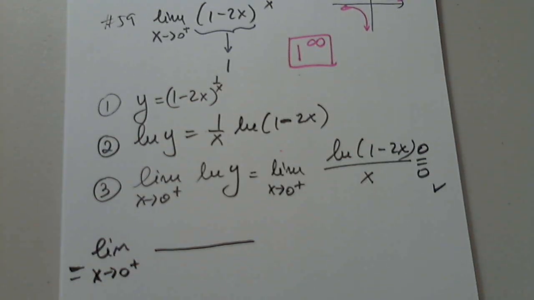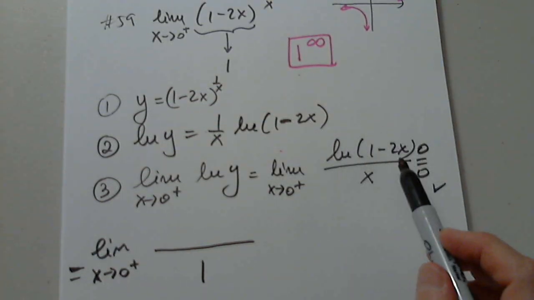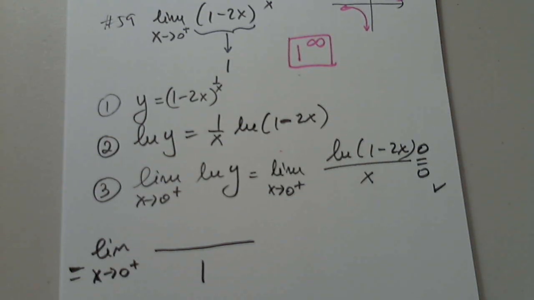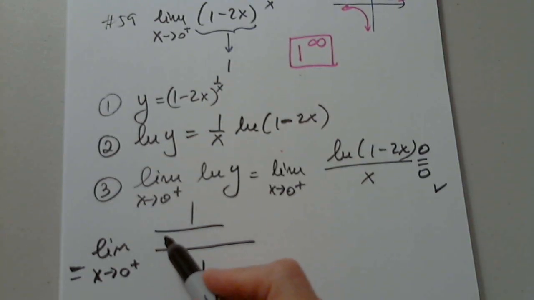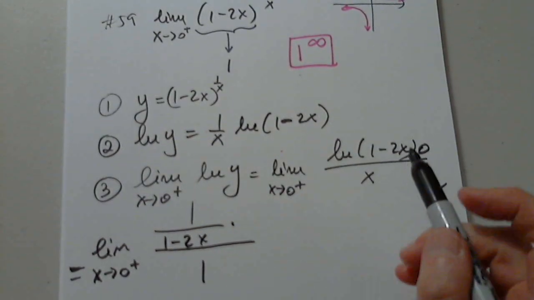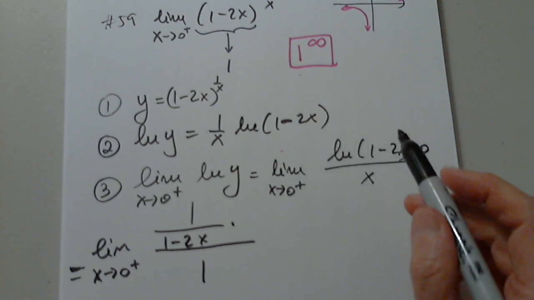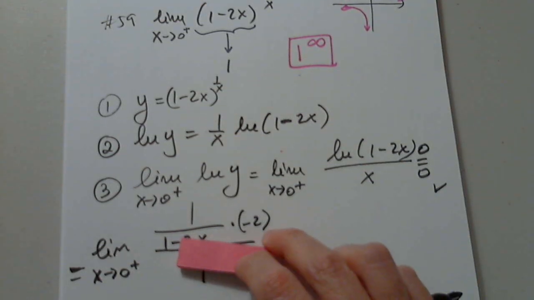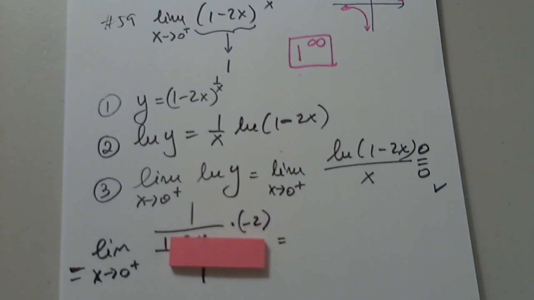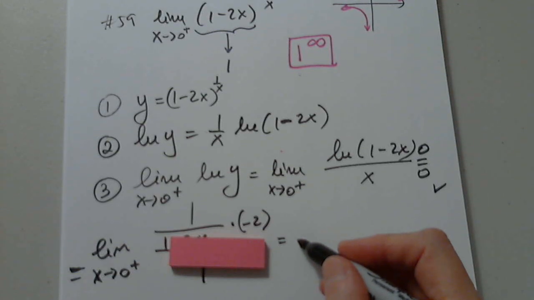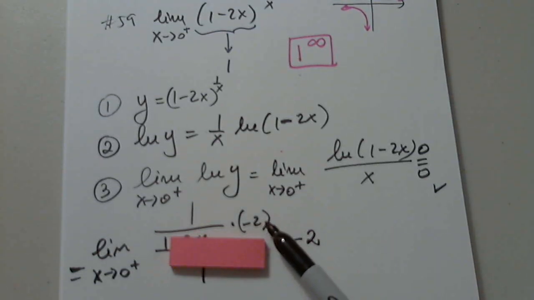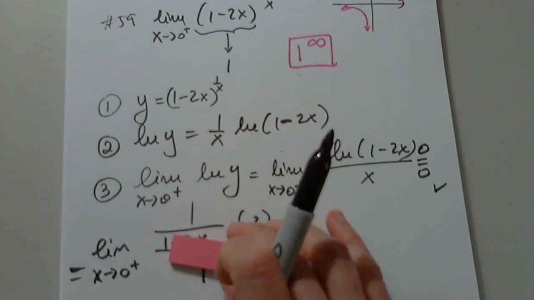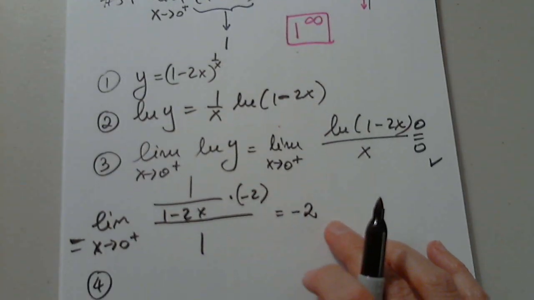Let's differentiate the denominator first. That's the easy part. 1. Perfect. Now let's differentiate natural log of 1 minus 2x. 1 over 1 minus 2x times the inner function prime. 2, careful, negative 2. Yes. Good. Now we plug in 0. What is the answer? We have a negative 2 over 1. Negative 2.